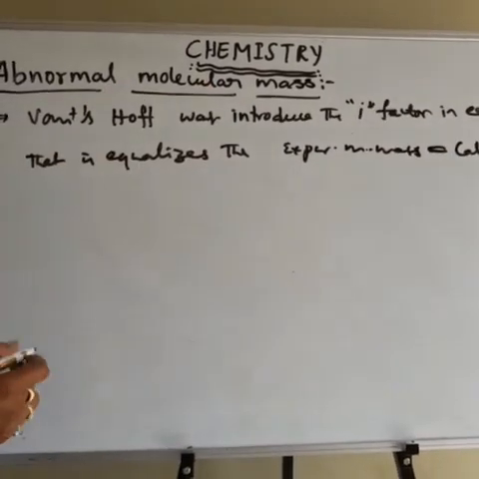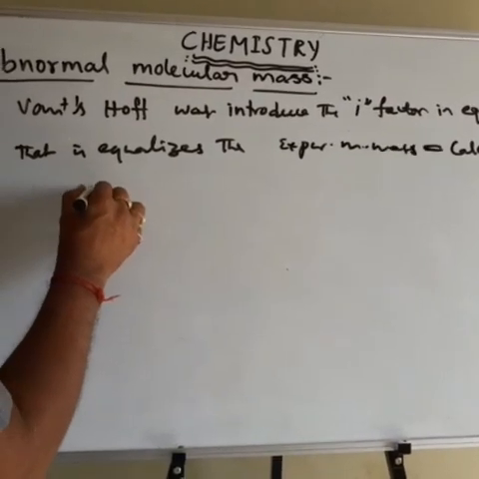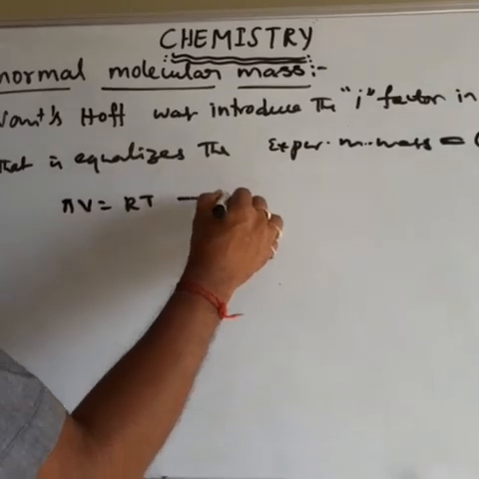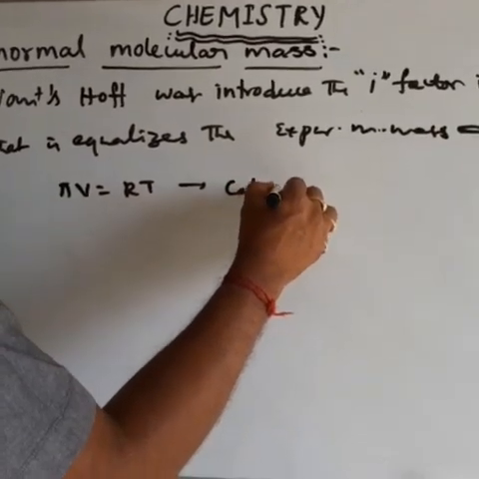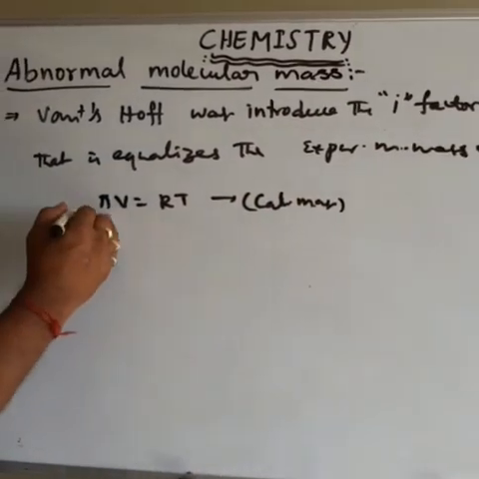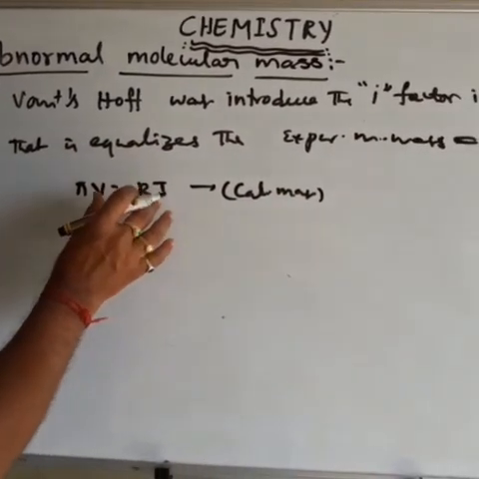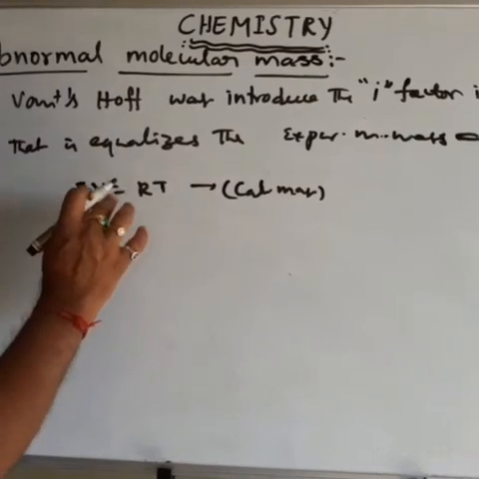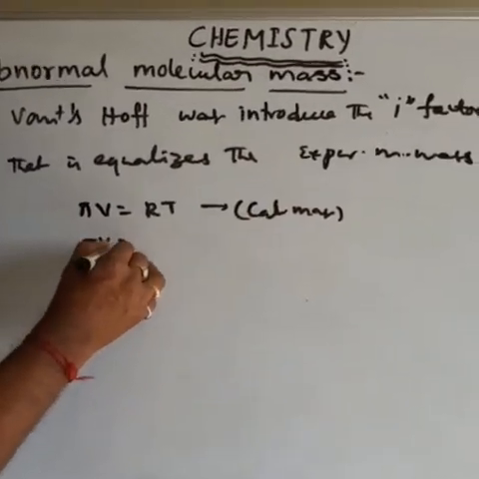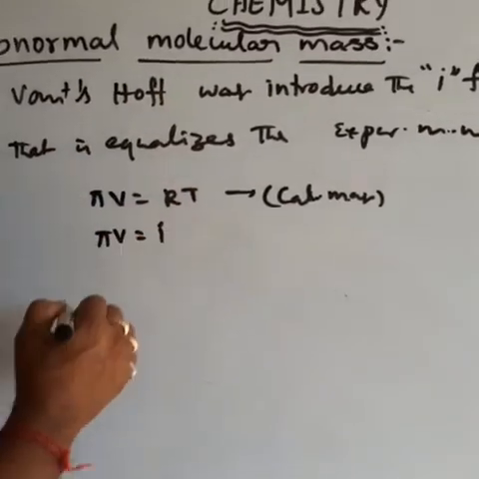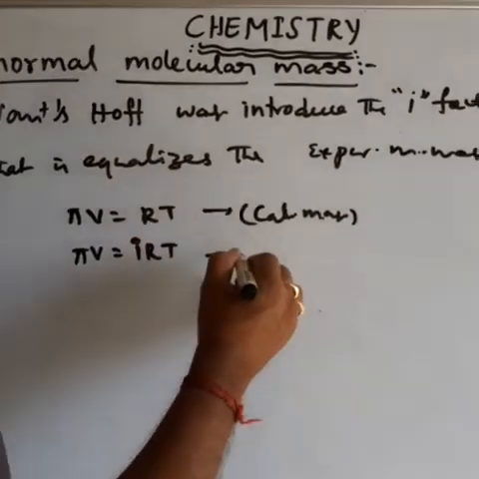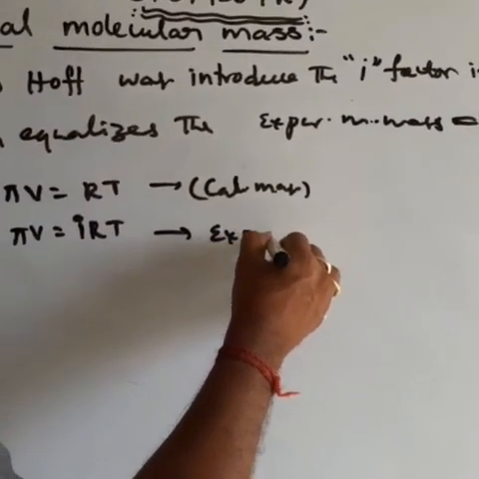Then what is the i factor in the equation? Generally, pi V equals RT, or pi V equals nRT. For 1 mole, pi V equals RT is the formula by which the calculated molecular mass is found. So in this equation, Van't Hoff introduced the factor i: pi V equals iRT, and that gives the experimental molecular mass.